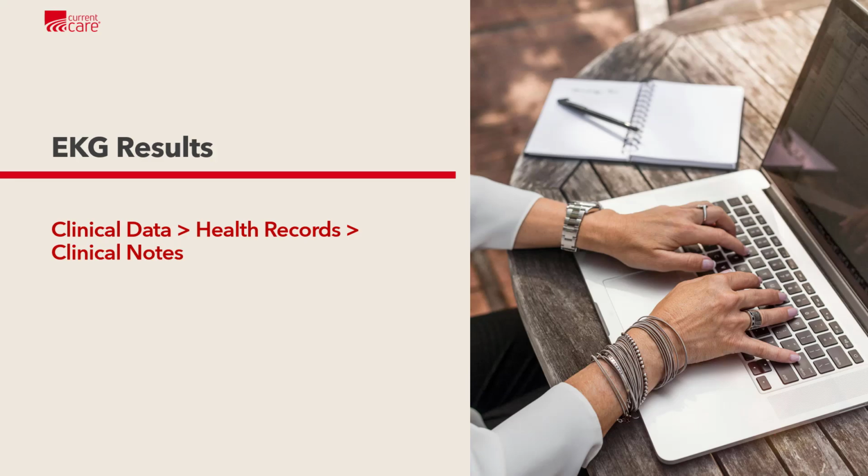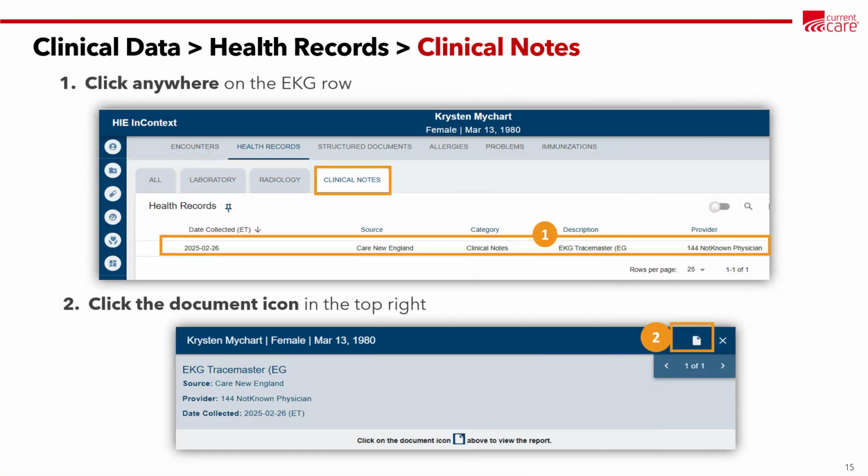EKGs are found under Clinical Data's Health Records tab in the Clinical Notes tab. You will notice that discharge documents can also be found under this tab, but these will be described in a separate training. Click anywhere on an EKG row and then click the document icon in the top right.